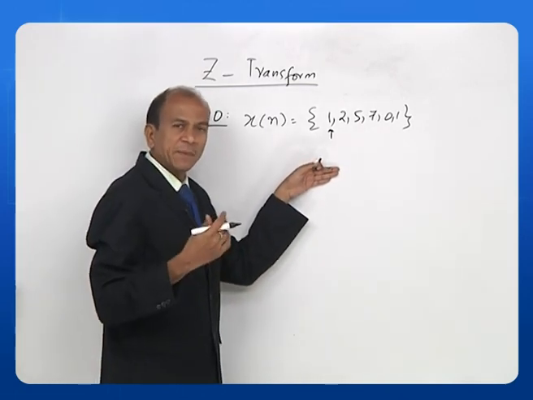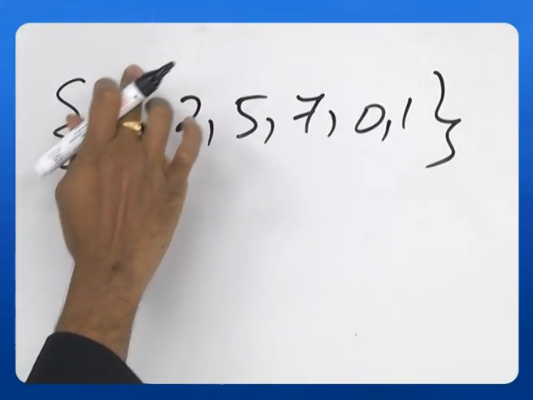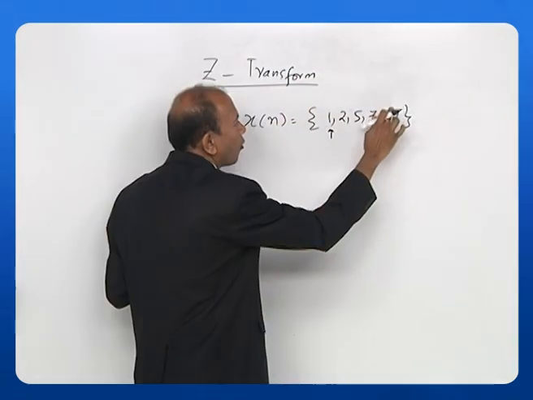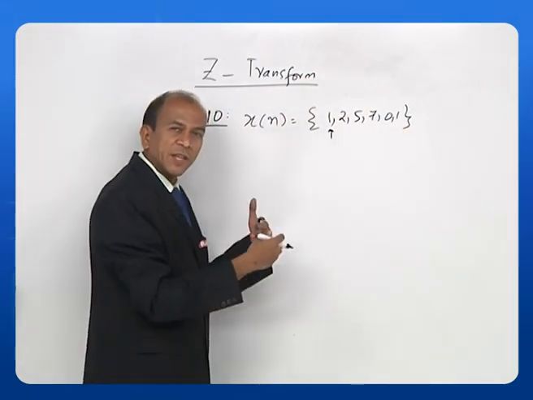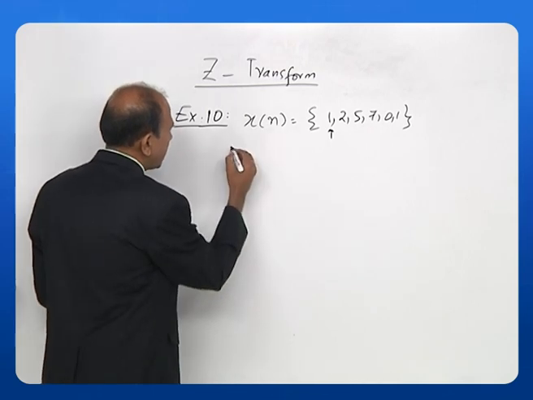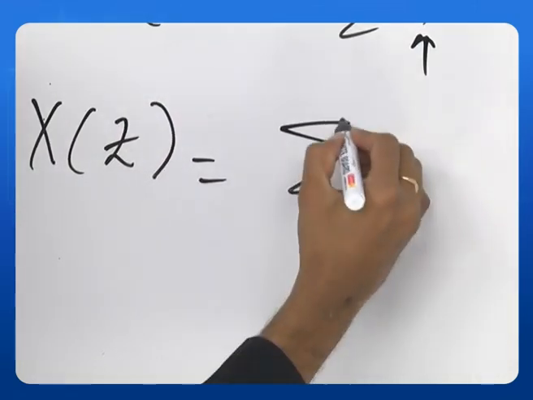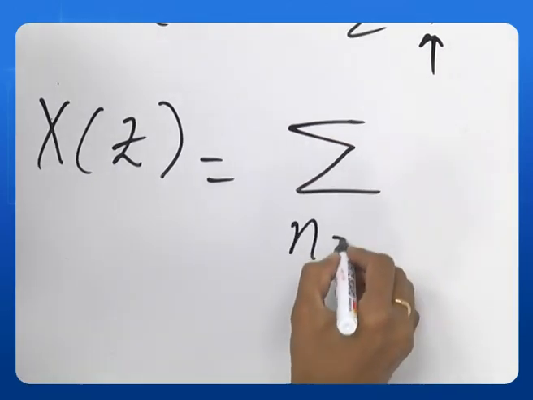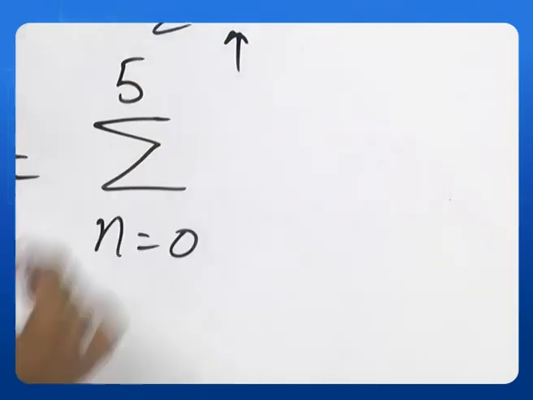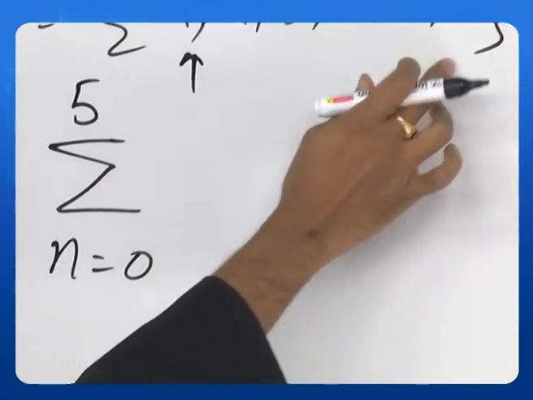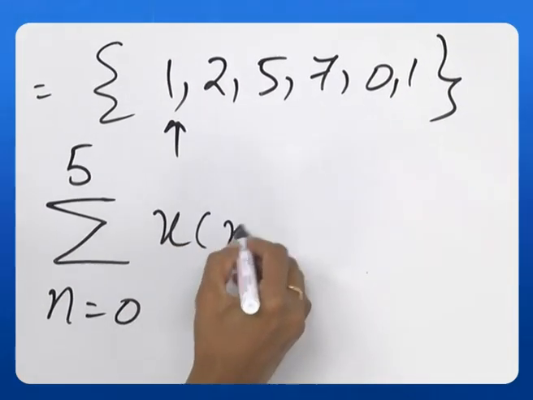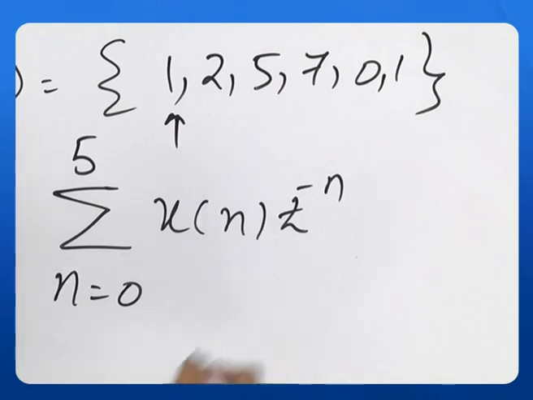Let us see how many summation terms we need actually. So this is 0, 1, 2, 3, 4, 5. So there are 5. So summation has to be 5. So let us put that here. So what is X of z here? X of z is equal to summation. What are we starting from? n is equal to 0. Okay. How many terms are there? 0, 1, 2, 3, 4, 5. x of n z to the power of minus n.